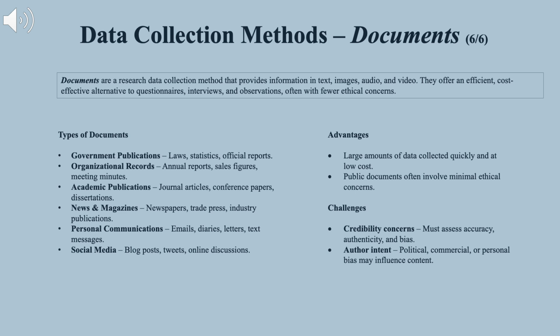A key concern when using documents for research is credibility, meaning determining whether they are authentic, accurate, and free from bias. Government publications are often considered reliable, but some official reports may be influenced by political agendas. Academic publications, especially those in peer-reviewed journals, are generally trustworthy. However, sources like opinion pieces or Wikipedia may lack credibility due to potential bias or user-generated content.